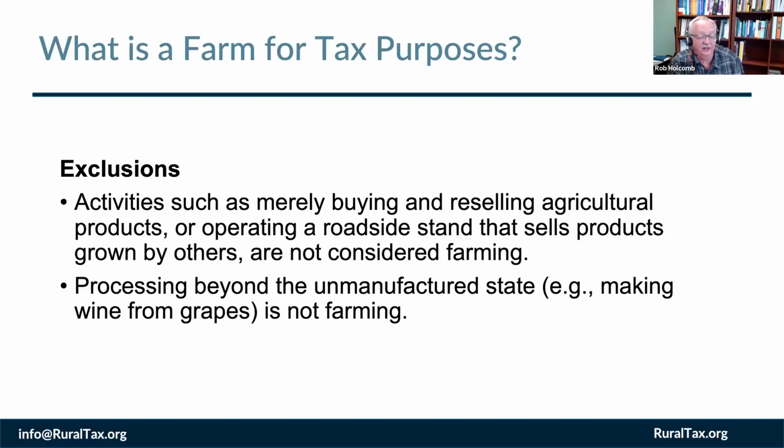Let's go back to that apple orchard example. If we had an apple orchard, the sale of the apples is farm income. But if I make pies, jellies, or jams, if I process it and then sell it, that's considered non-farm income. Again, if we're buying and selling items at a roadside stand, but we're not actually growing them, that's not going to be considered farm income.